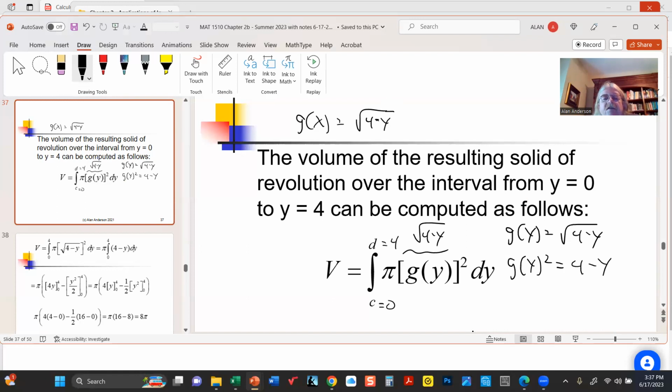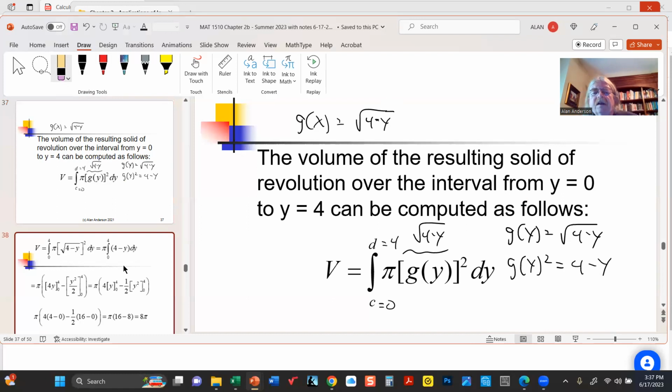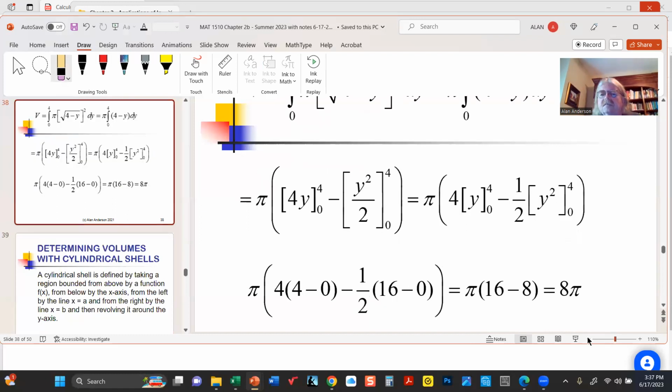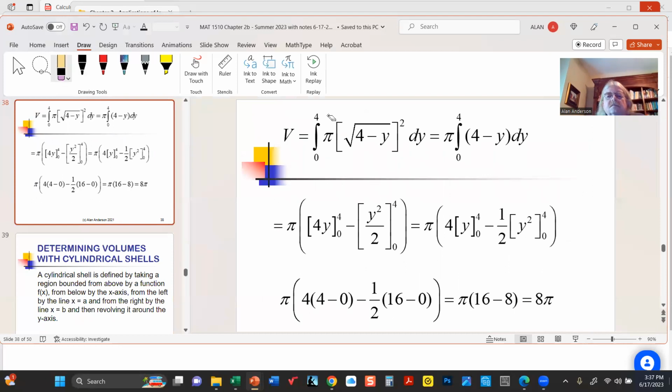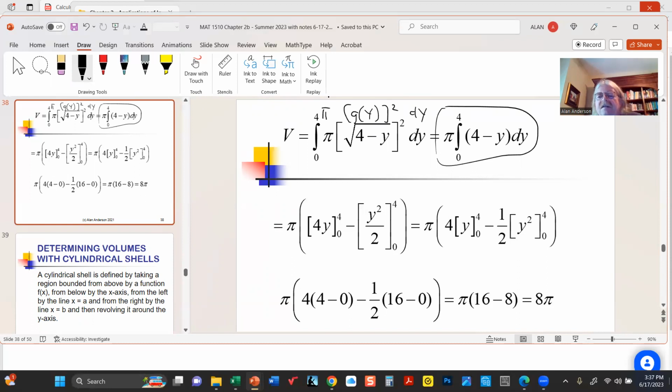Okay, and just as a side note, this is fun. We don't have to worry about signs. So we just ended up with 4 minus y. That means we can rewrite this as: here's our pi, here's our g of y squared, and of course, here's dy. So it's a very straightforward one, and that's always kind of nice. We keep the pi on the outside. We break this up into 2 parts, 4y.